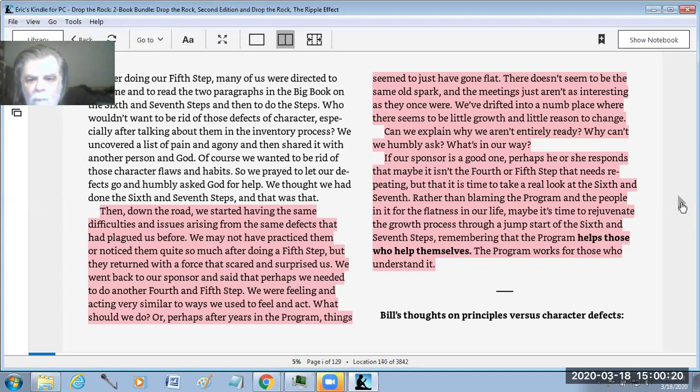If our sponsor is a good one, perhaps he or she responds that maybe it isn't the 4th or 5th step that needs repeating, but is it time to take a real look at the 6th and 7th? Rather than blaming the program and the people in it for the flatness in our life, maybe it's time to rejuvenate the growth process through a jump start of the 6th and 7th steps, remembering that the program helps those who help themselves. The program works for those who understand it.